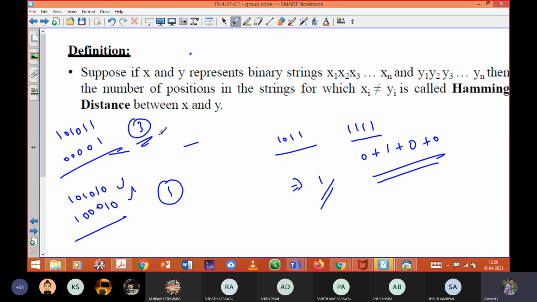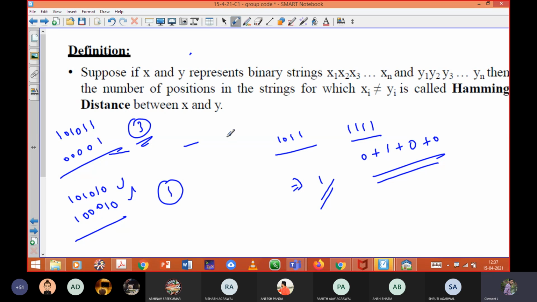Can Hamming distance be found for X, Y, Z numbers as well, three different numbers? Can it be found between only two numbers X and Y, or between three numbers? Good question, good question.